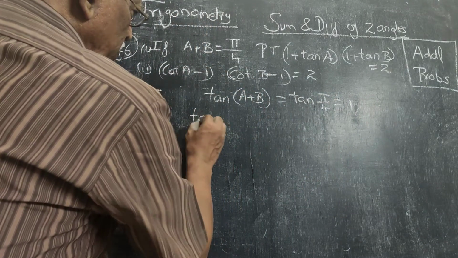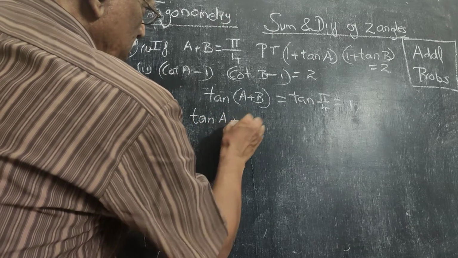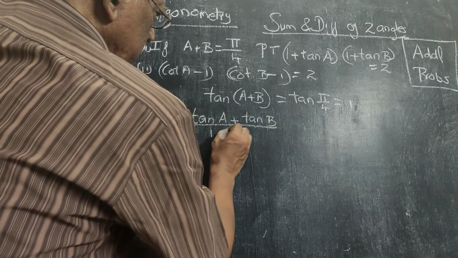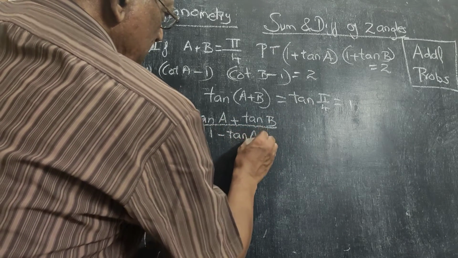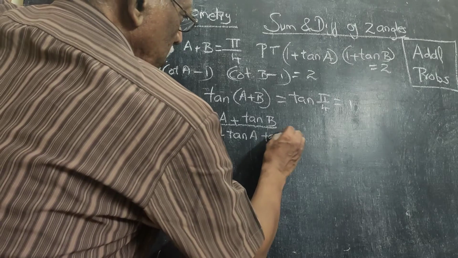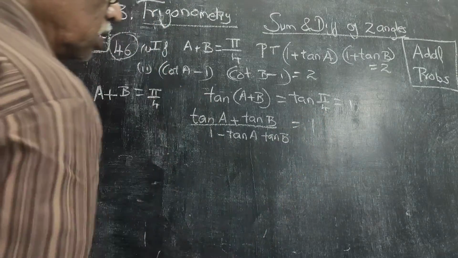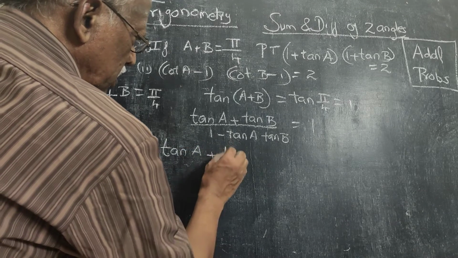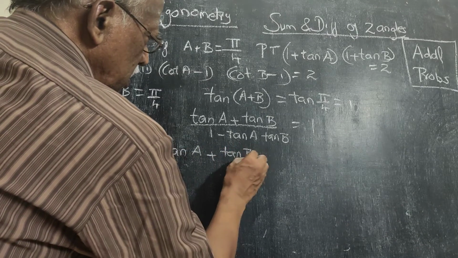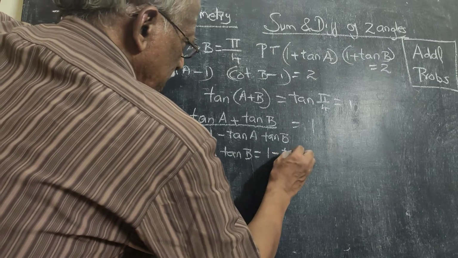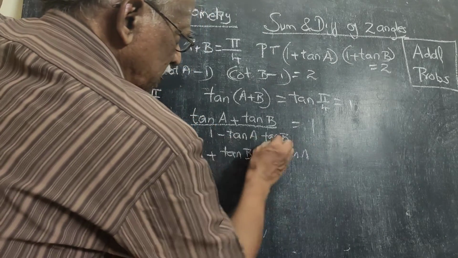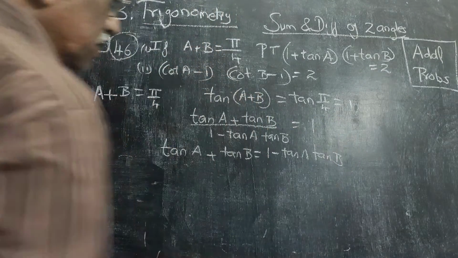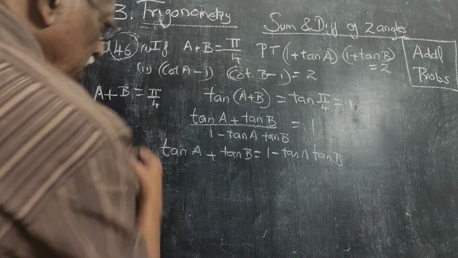Applying the tan of (a plus b) formula, tan a plus tan b by 1 minus tan a into tan b, that is equal to 1. Cross multiplying that, we are getting tan a plus tan b equal to 1 minus tan a into tan b. It goes here, so 1 into that, it remains. Let me take everything to this side.